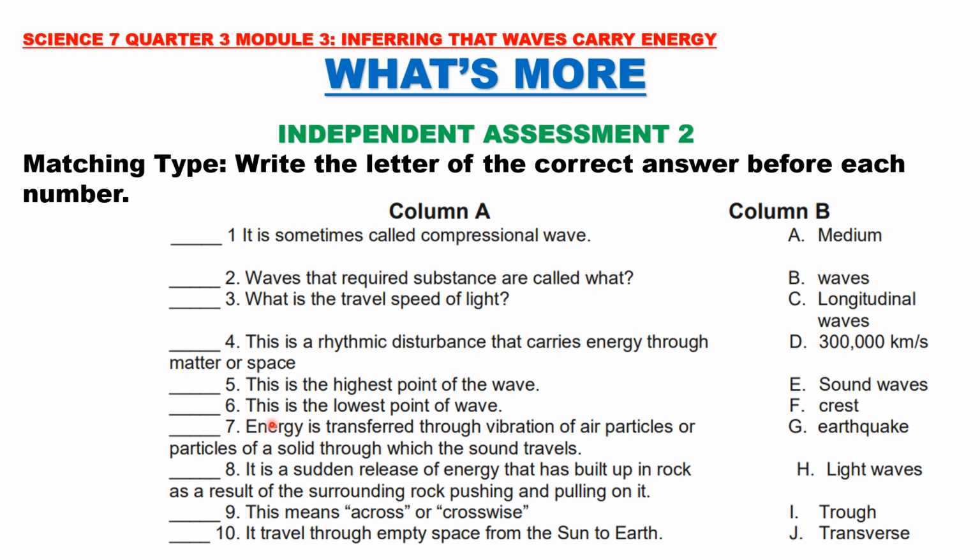9. This means across or crosswise. 10. It travels through empty space from the sun to earth. So, column B, these are your choices: medium, waves, longitudinal waves, 300,000 kilometers per second, sound waves, crest, earthquake, light waves, trough, and transverse.